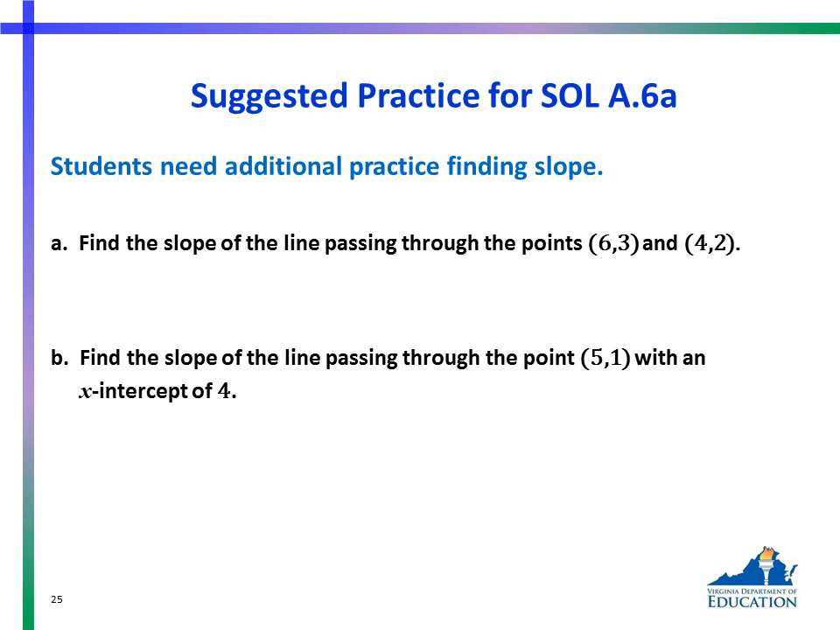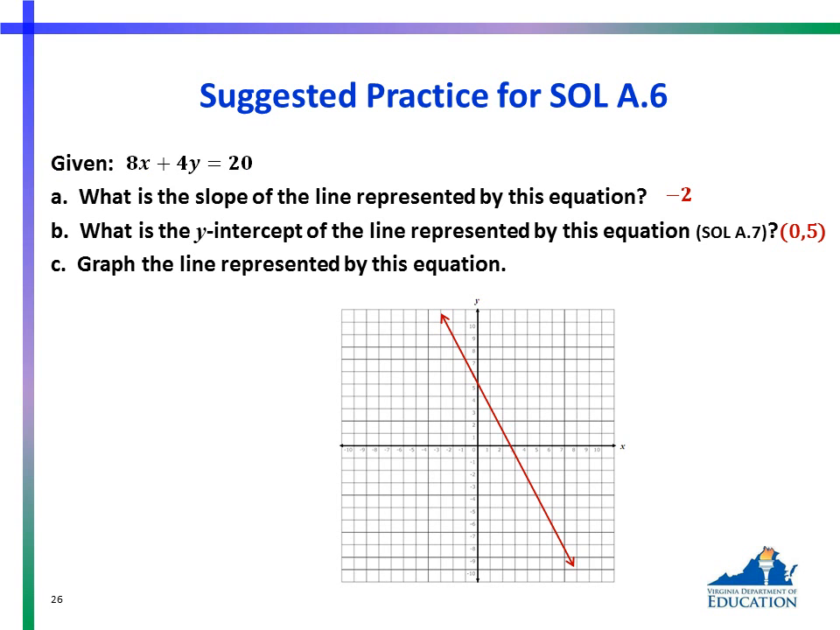Here are 2 more examples for SOL A.6a. In the second example, students will need to think about the x-intercept as a point in order to find the slope of the line. The answers are shown on the screen. Here is another example that contains questions that are correlated to standards A.6 and A.7. The answers are shown on the screen.